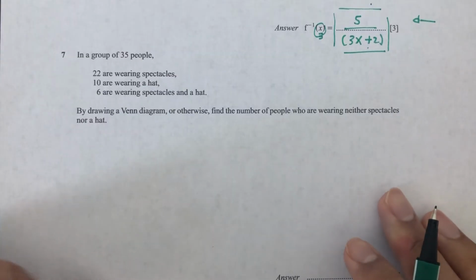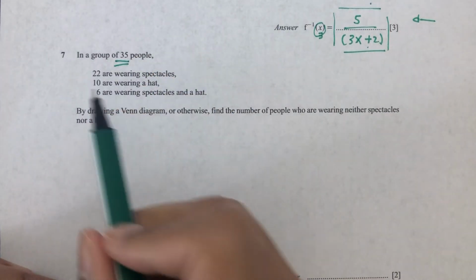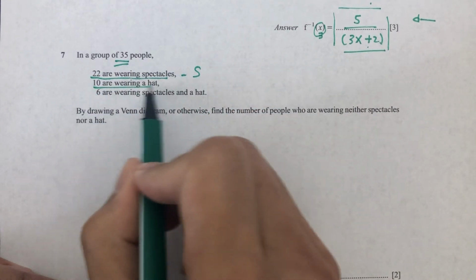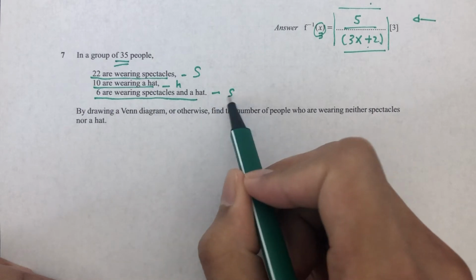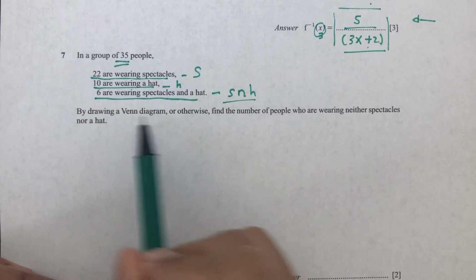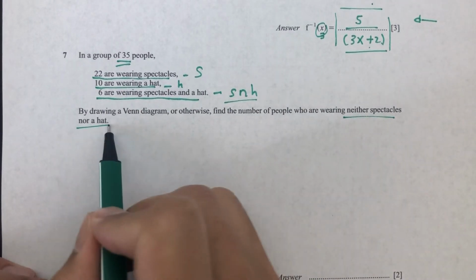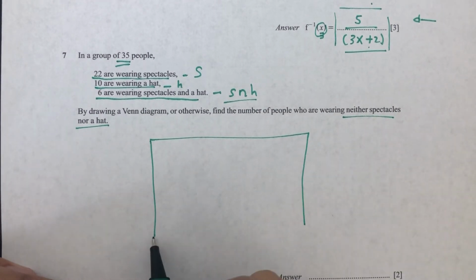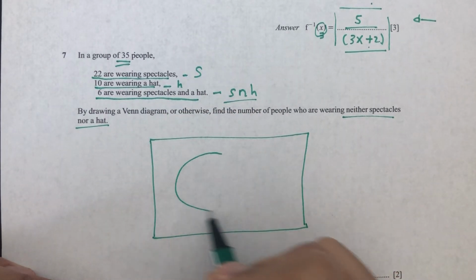And for question number 7, we have a group of 35 people. 22 are wearing spectacles, let's call them S. 10 are wearing hats, call them H. And 6 are wearing both, right? So S intersection H, both. So by drawing a Venn diagram or otherwise, find the number of people who are wearing neither spectacles nor hat. So let's draw a Venn diagram. So that's the universal set. We have 35 people in this big set, and we have two.